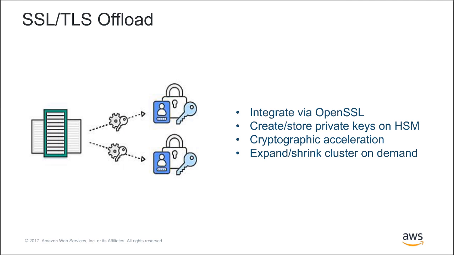The last example we'll look at really quickly today is SSL and TLS offload. This is a popular use case for CloudHSM. You can generate and store your web server's private key in CloudHSM for added security. And you also benefit from increased performance by offloading the computationally intensive processing, specifically the signing operation, from your web servers to HSMs. You can expand and shrink your cluster as website traffic fluctuates. Load balancing is handled for you automatically by the service.